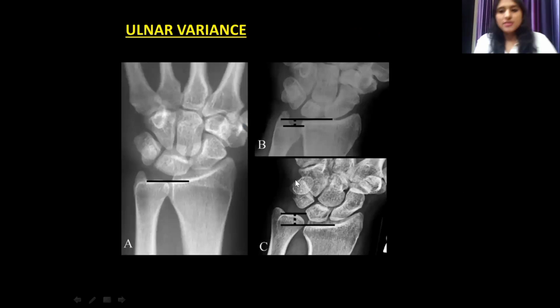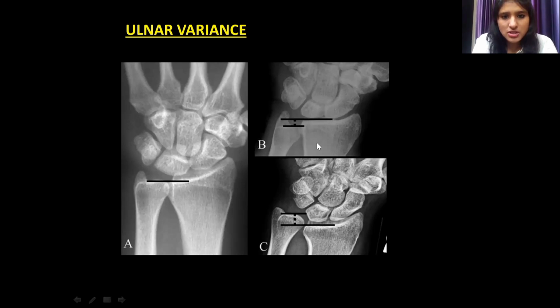Another concept which we assess on a PA view is the concept of ulnar variance. The ulnar variance can either be neutral, positive, or negative. By ulnar variance, what we understand is that if the articular surfaces of the radius and the ulna are at the same level, then we call it a neutral ulnar variance, as seen on this radiograph. However, if the ulna advances forward, that is more distally, then it's called positive ulnar variance, whereas if the ulna is more proximal, then we call it negative ulnar variance.